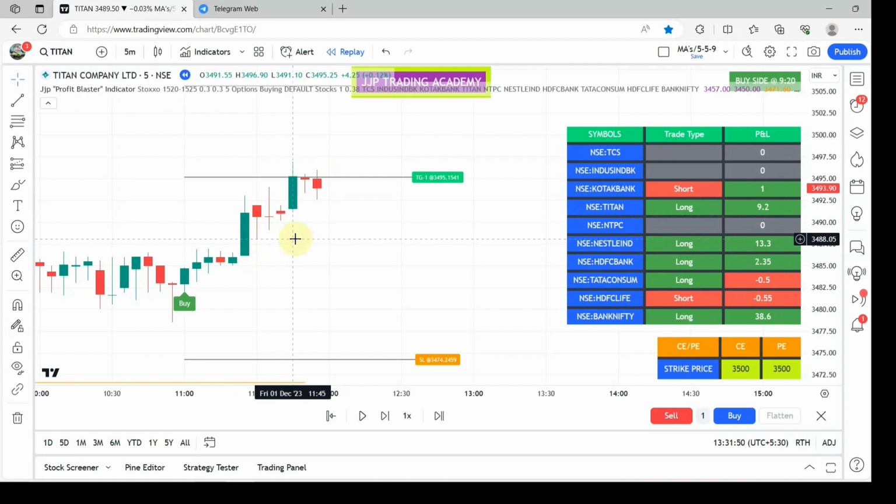That is why we are using this indicator, and you can trade it on every stock segment. If you are not interested in trading Nifty 50 stocks, you can just create an alert for other stocks.